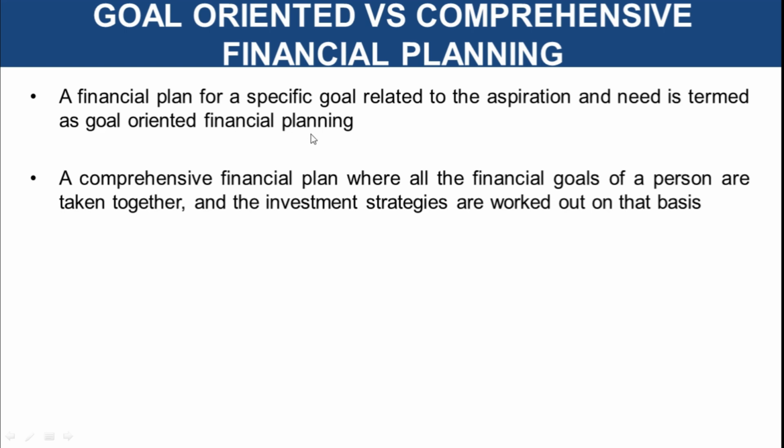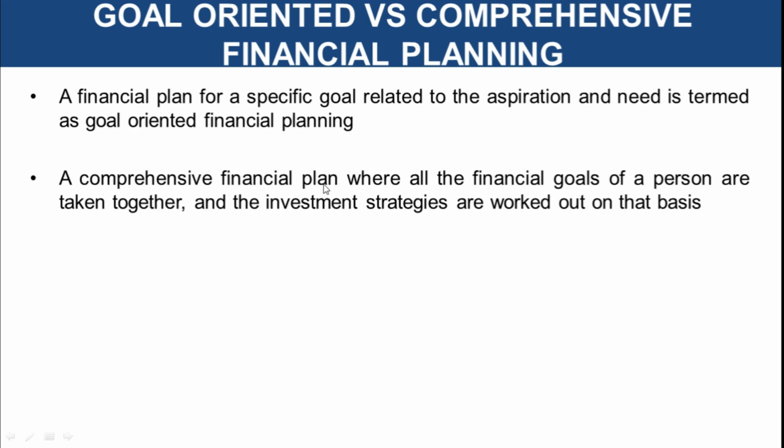Now your financial planner would only focus on that goal. He won't consider what other requirements you have. He would just look after the particular goal that you want to achieve. So that would be goal-oriented financial planning: what single thing you want to achieve at that point of time.